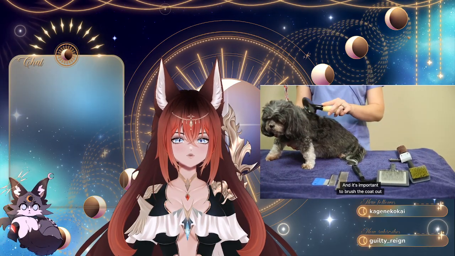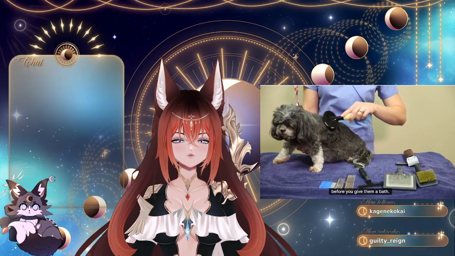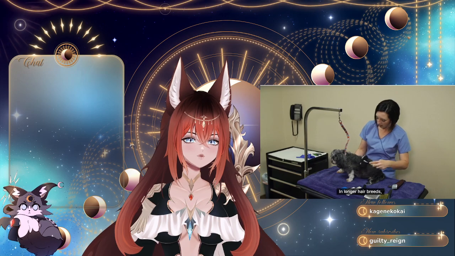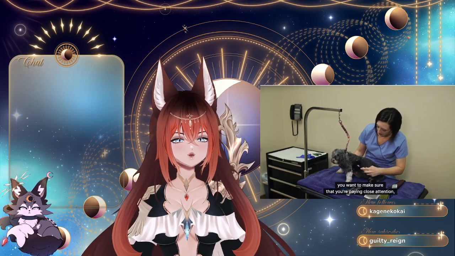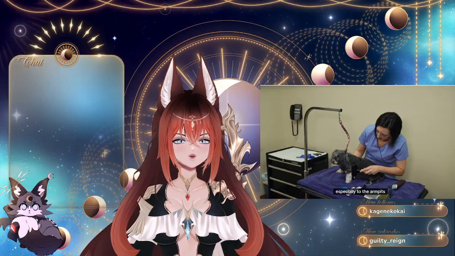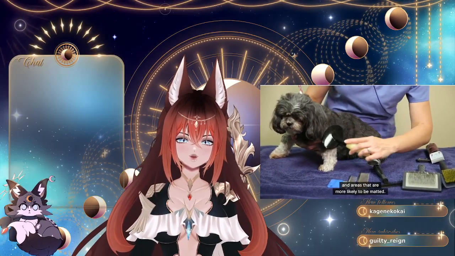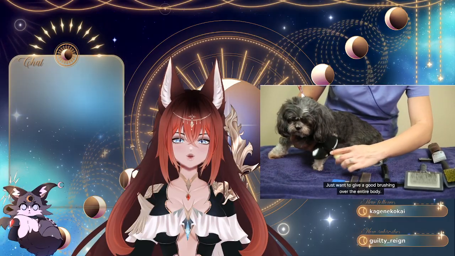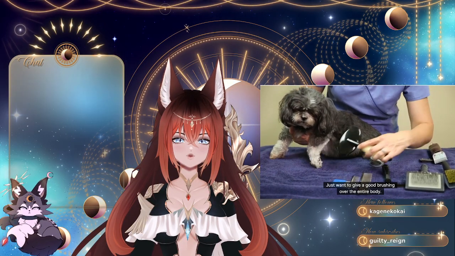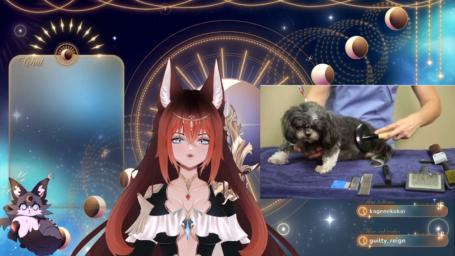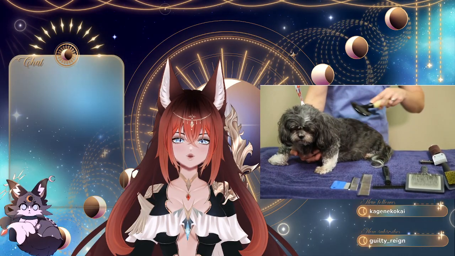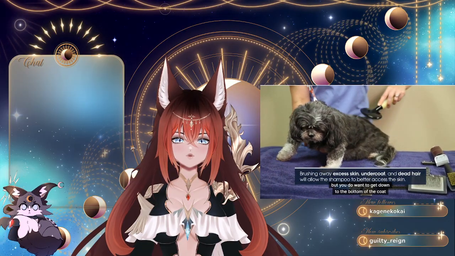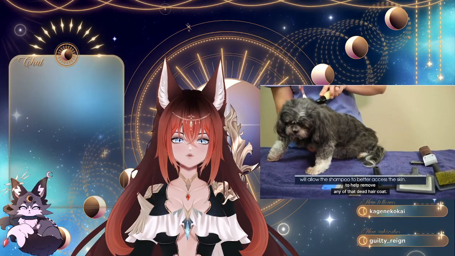And it's important to brush the coat out before you give them a bath. This helps to remove a lot of the dead coat. In longer hair breeds, you want to make sure that you're paying close attention, especially to the armpits and areas that are more likely to be matted. You just want to give a good brushing over the entire body. You don't want to push too hard, but you do want to get down to the bottom of the coat to help remove any of that dead hair coat.